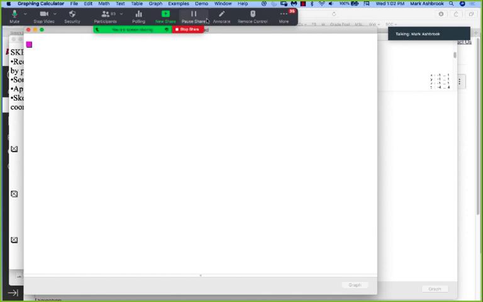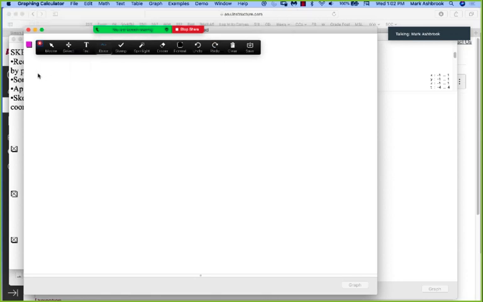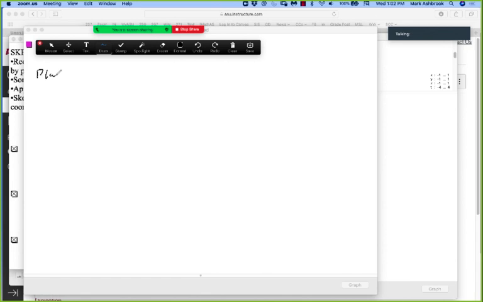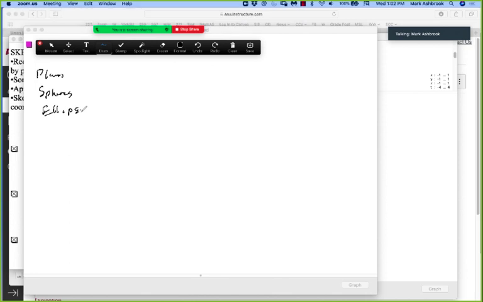Okay, so listing the surfaces we have so far. Planes, spheres, ellipsoids, cylinders, paraboloids. Okay, is there any that I'm forgetting here? I think that covers everything we've done so far.